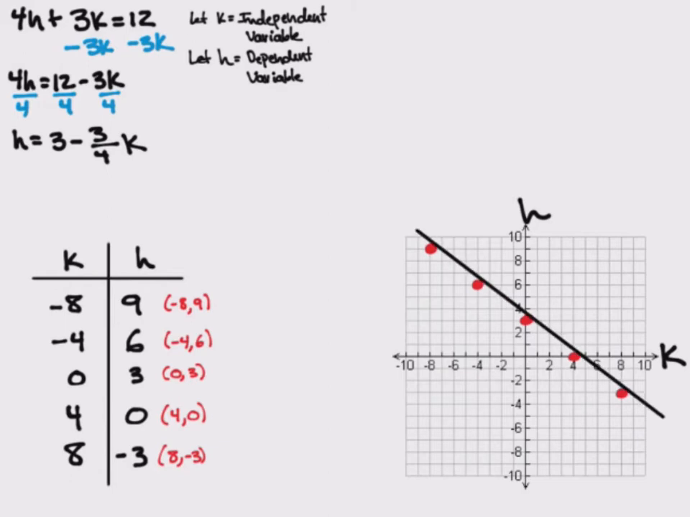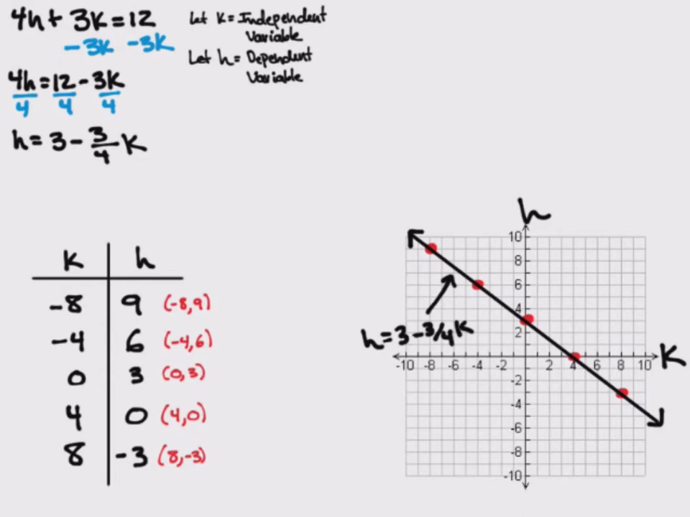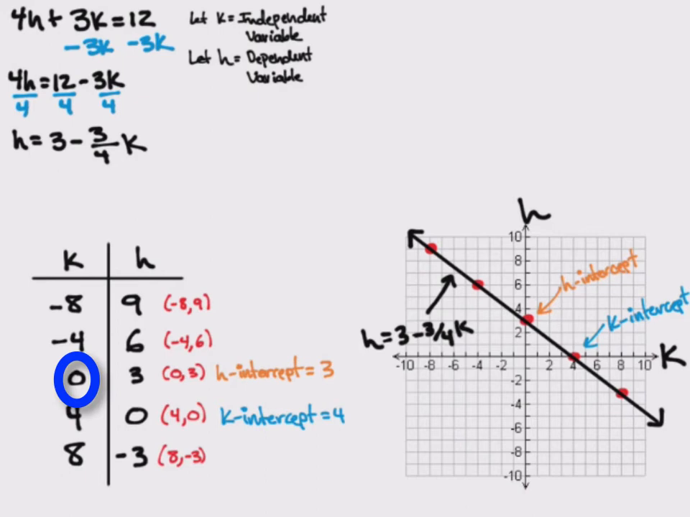All right, now that we have our graph, let's find our intercepts. Of course, we are no longer finding our x and y intercepts, we're finding our k and h intercepts. The k-intercept, of course, happens when the graph crosses the k-axis, or when h is equal to 0. In this case, our k-intercept will be 4, and the h-intercept will, of course, happen when our graph crosses the h-axis, or when the k value is 0. In this case, the h-intercept is 3.